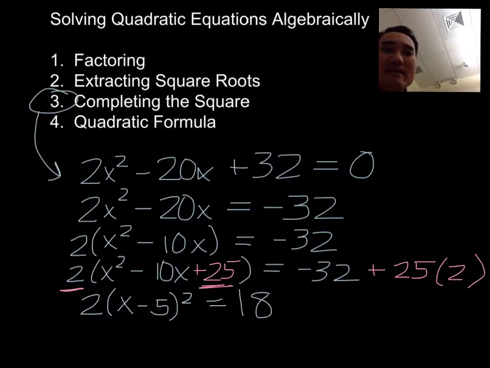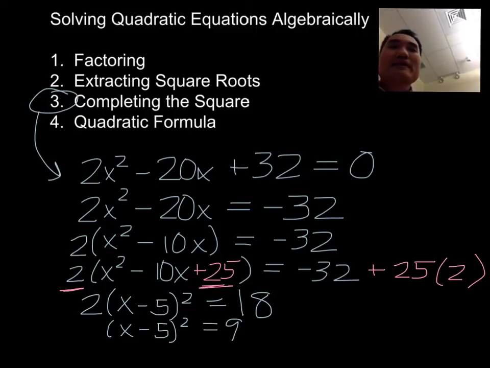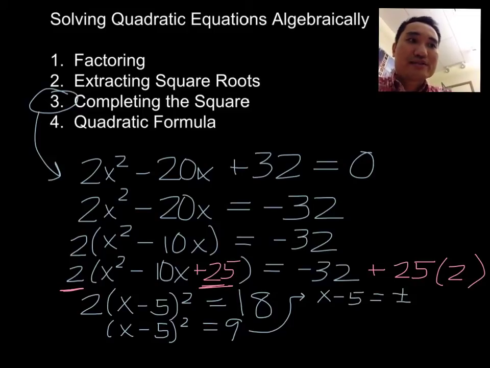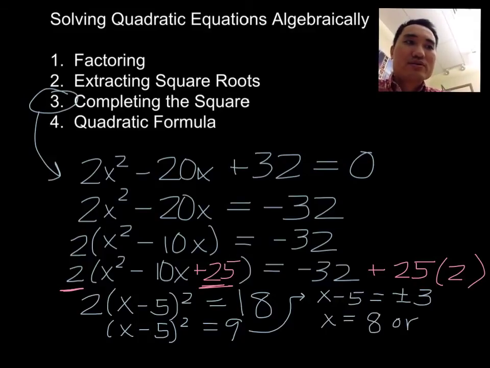Okay? Then you move the 2 to the other side and you have x minus 5 squared equals 9. And guess what? You now have it in a form where you can do the previous method that we just did, extracting square roots. So you square root both sides and you have x minus 5 equals plus or minus 3. So x is going to be 8 or 2.